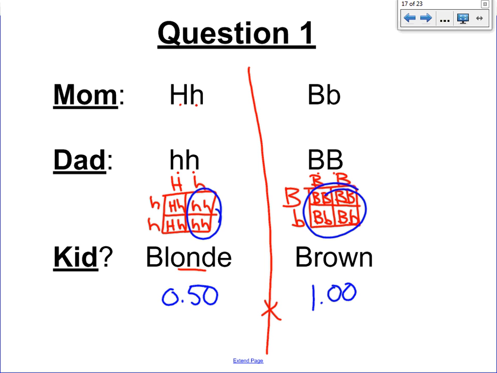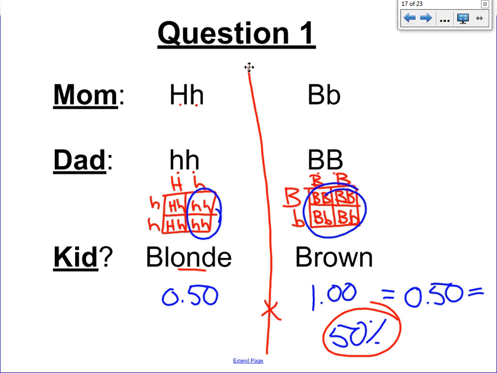So all we need to do here in order to figure out this probability is multiply 0.5 times 1.00, and what we get is 0.50. Now, what percentage does that turn out to be? That's a 50% chance. So there's a 50% chance that a big H, big B mom, mating with a little h, big B dad, has a blonde-haired, brown-eyed kid.